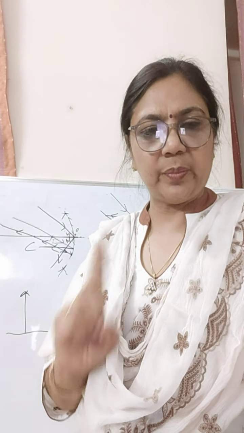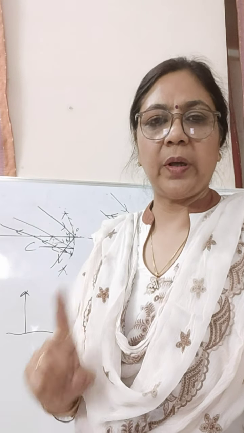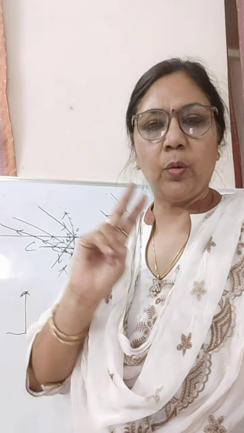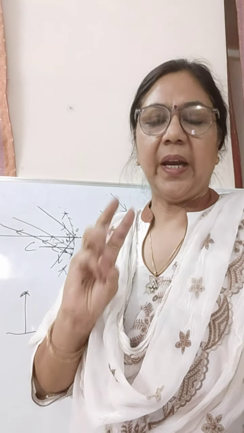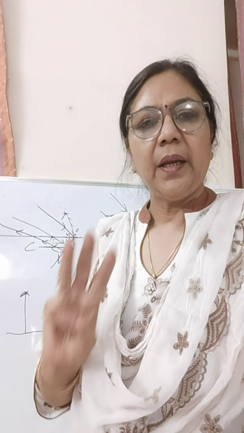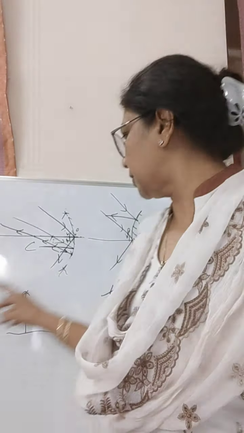The ray which is parallel to the principal axis passes through the focus or appears to come from the focus. The second rule is the ray which is passing through the focus or going towards the focus becomes parallel to the principal axis. And the third rule is the ray which is passing through the center of curvature retraces its path, meaning it is reflected back towards its own path. So these 3 rules are there.